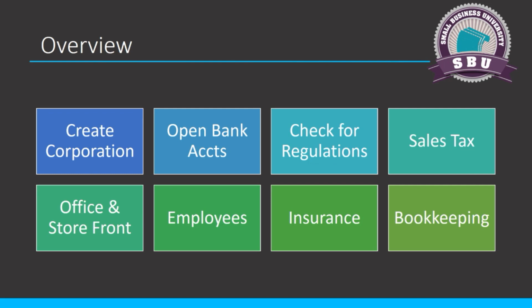Speaking of an overview, here are the 8 topics I want to cover. We're going to start with creating your corporation, opening bank accounts, regulations, sales taxes, your office or your storefront, then go into employees, insurance, and then kind of finish up with bookkeeping.